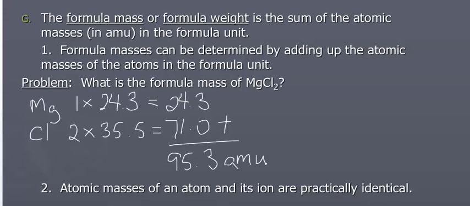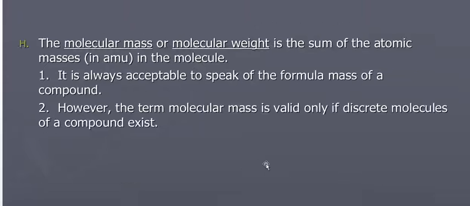Now the atomic masses of an atom and its ion are practically identical. The ion has lost or gained an electron, and electrons' masses are so small they don't really factor into the formula mass. The molecular mass or molecular weight is the sum of the atomic masses in AMUs in the molecule. It's always acceptable to say formula mass. However, the term molecular mass is only valid if there are discrete molecules. I'm not going to try to trip you up on terminology here, though. Molecular mass, formula mass, we're going to go back to the periodic table and use AMUs.